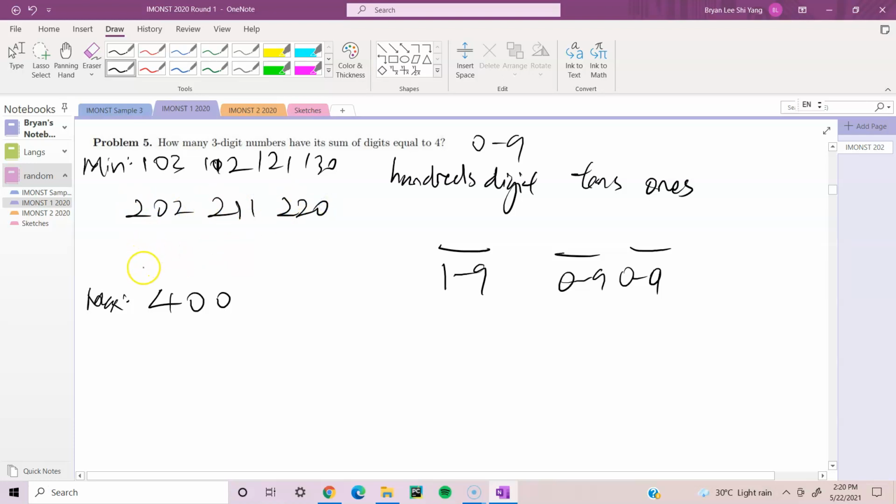And then if our hundreds digit is 2, then 202, 211, 220. And then we will have, let's see, 3. So 301 and then 310. Just count how many of them there are. So after we perform a bit of counting, we find that there are actually just 10 of them. And then indeed 10 is the answer.